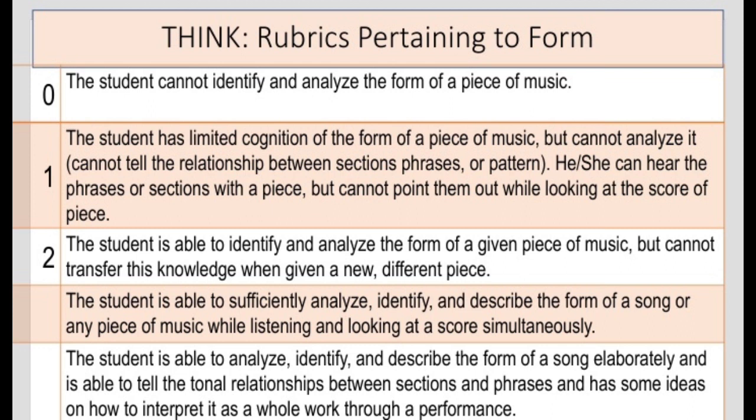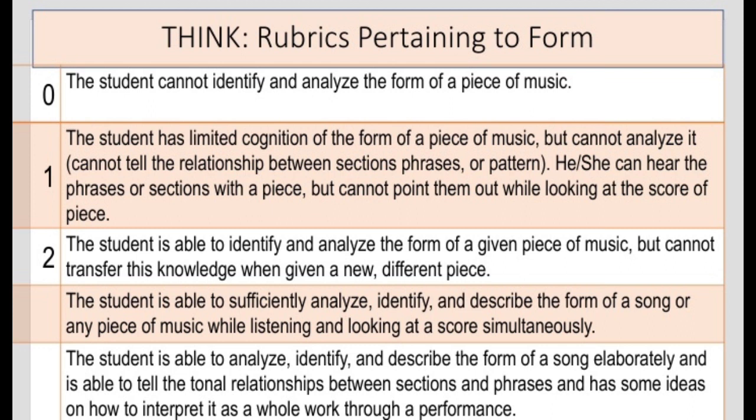So, 2 ang score ng student if the student is able to identify and analyze the form of a given piece of music but cannot transfer this knowledge when given a new, different piece. So, makahimo na siya pag-identify o maka-analyze siya ng form kung tagaan siya ng piece of music. Pero, dili sa niya ini ma-transfer na knowledge kung tagaan na siya ng another different piece.